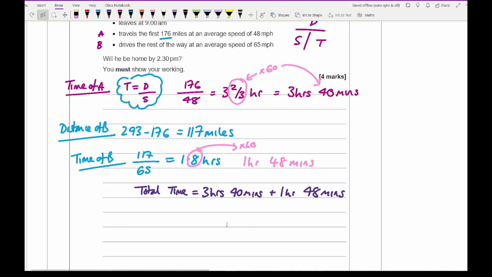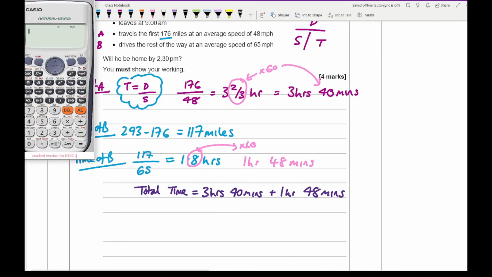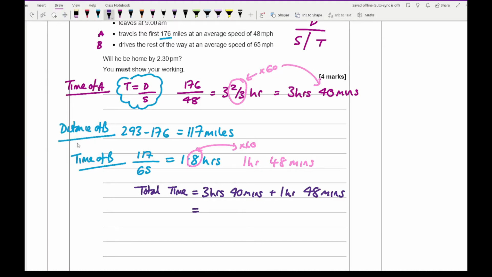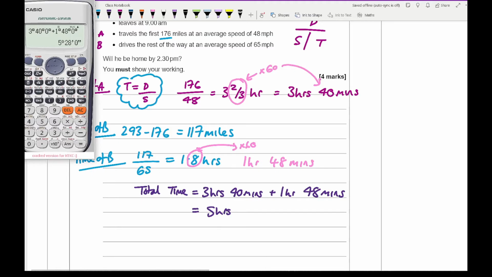To show you how to do it on the calculator, if you've got a Casio calculator, you should have this button here. If I type in 3 and then 40 and then press that again, I've got 0 seconds. Make sure you press it again. Plus 1 hour and 48 minutes and 0 seconds. Press equals, and it gives me a total time of 5 hours and 28 minutes.